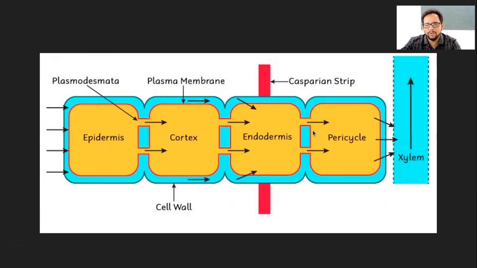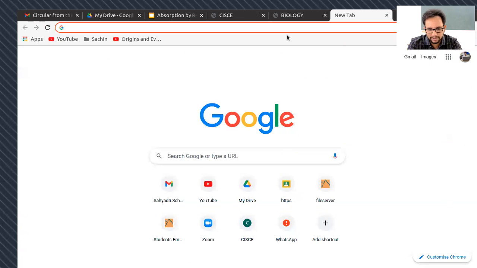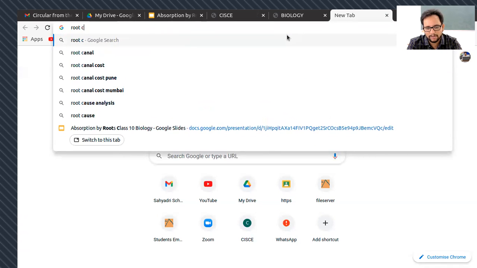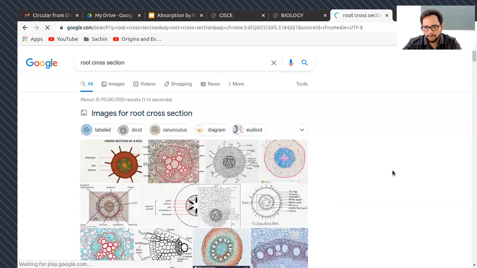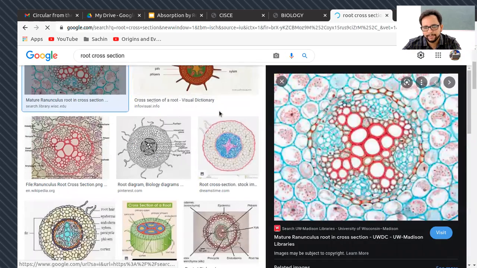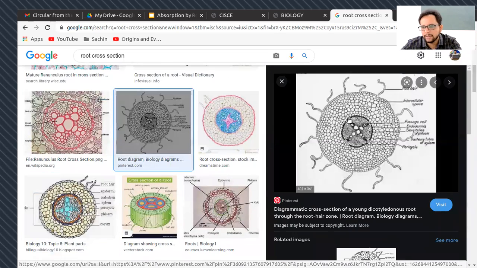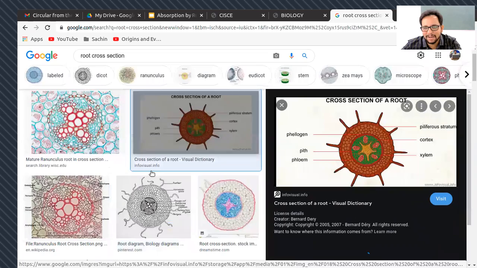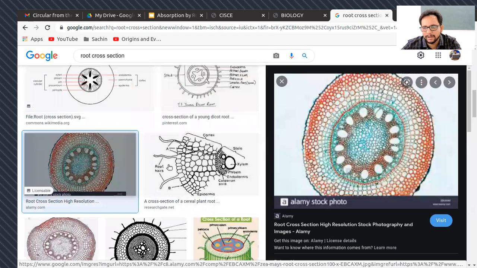So if I have to show you this particular diagram, let me just quickly show you, because otherwise this will become a root cross section, dicot root, I should say. I hope you all can see my screen. Let me show you this one. Not really good though. Maybe this one. No, this is too small, sorry. It is like a mandala. So I guess I don't have a better diagram.